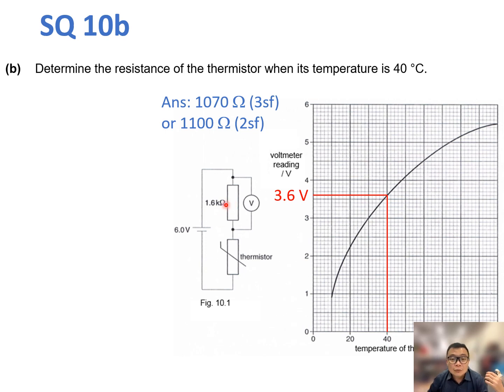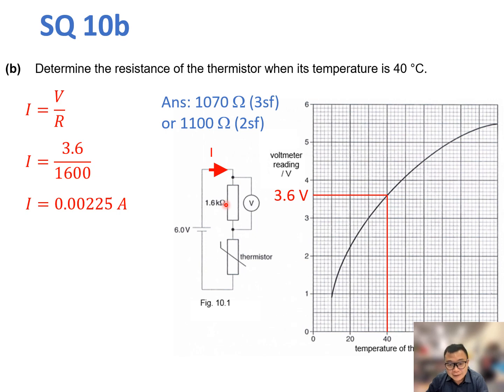We can then use Ohm's law to figure out what is the current passing through this circuit. And that is the first step that we will do using Ohm's law. And we can get this current value.